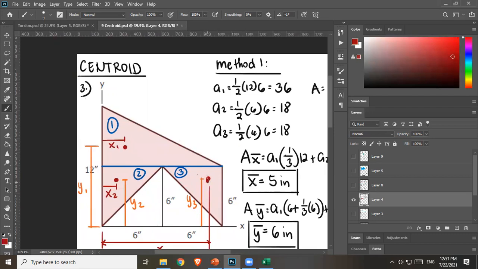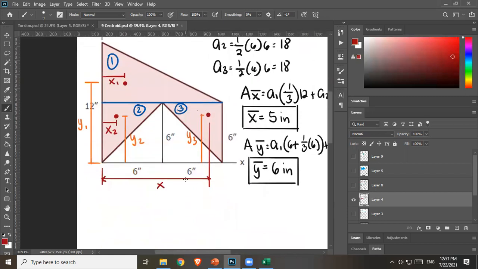Next, area 3, this is the centroid. This is your x sub 3, from this point again to the y-axis. So can anybody give me the equation or value of x sub 3?